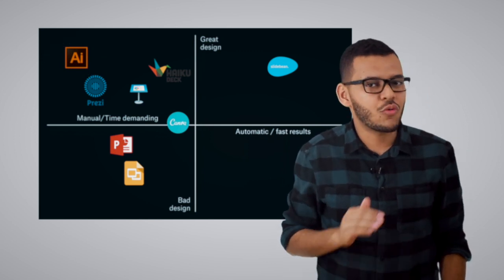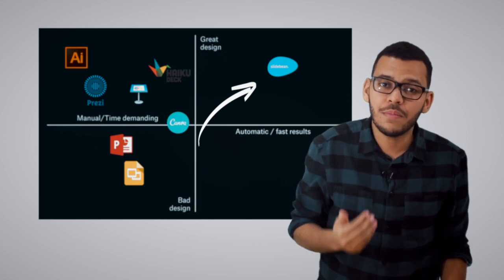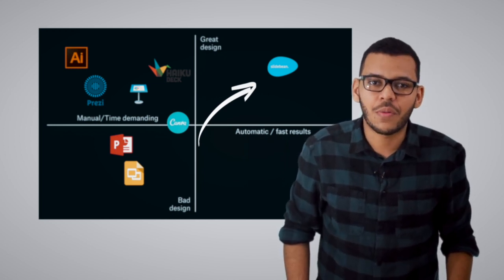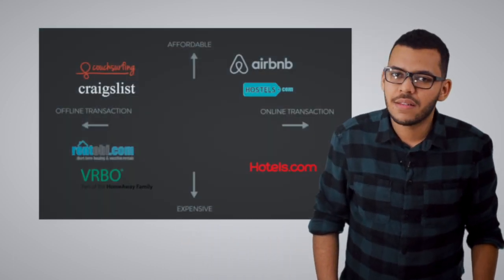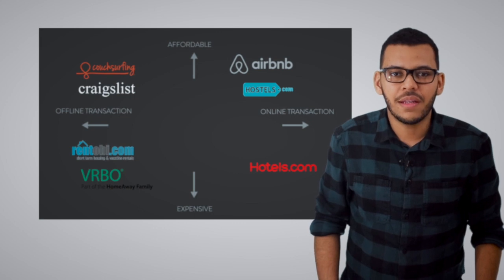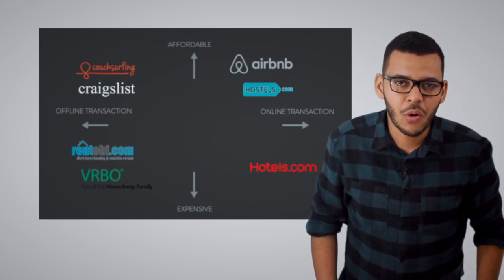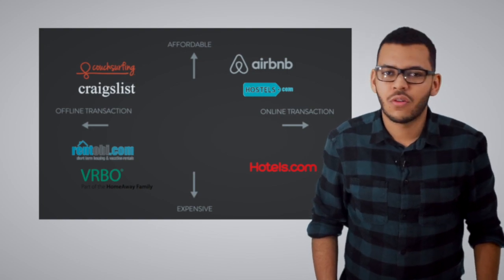Slidebean's niche is right here, where high quality meets efficiency. And with this diagram, it's easy to see how it stands apart. Now that you understand how these work, take a look at the Airbnb deck. In this case, their axes are affordability and offline versus online transactions. This differentiates Airbnb from Hotels.com or Couchsurfing or Craigslist.